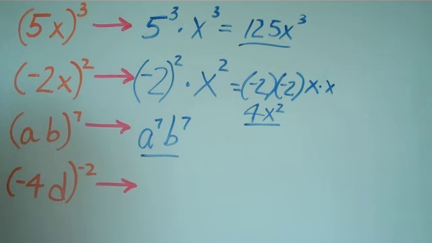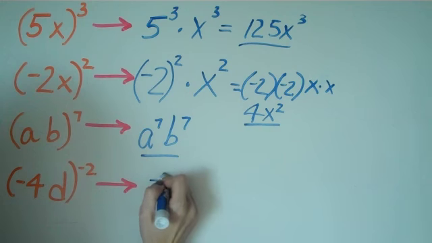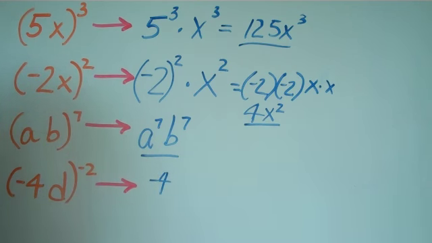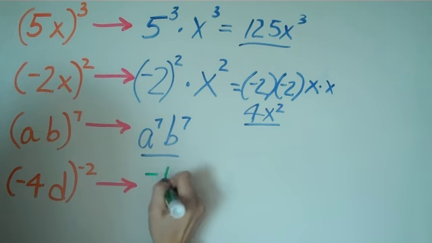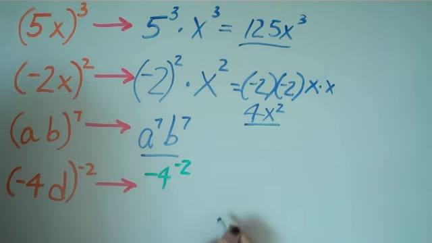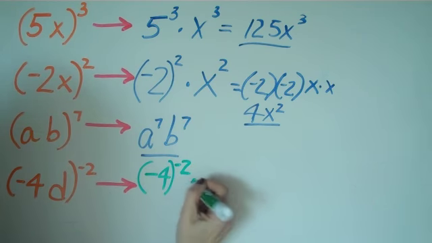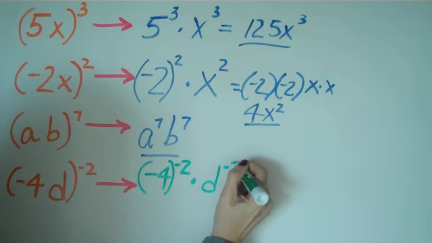This one, you have to remember, is a negative exponent. So what do we do if there's a negative exponent? Well, first of all, let's distribute this -2. We know this means -4. I'm going to write this in a different color so it stands out a little bit more. This means -4 raised to the -2, and I'm going to put parentheses there, times D raised to the -2.